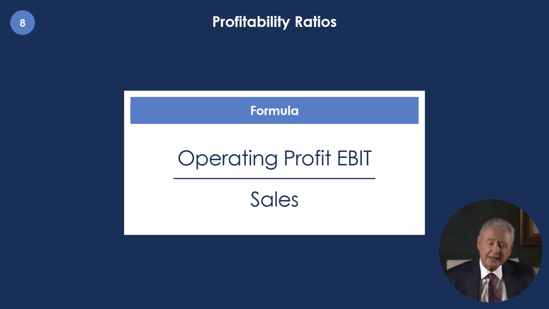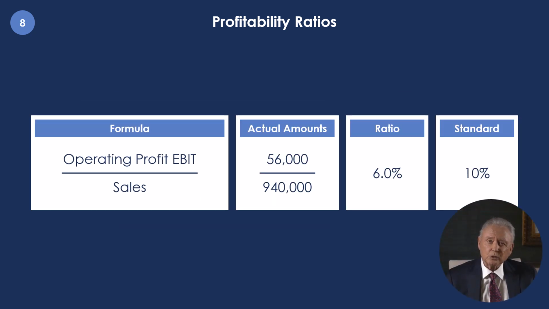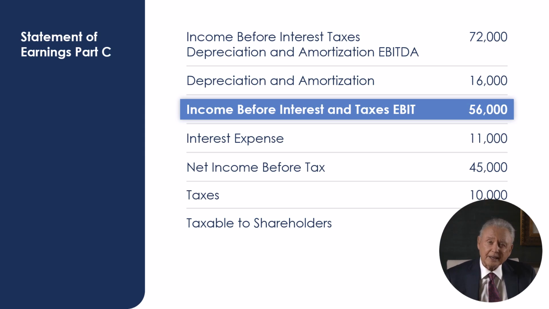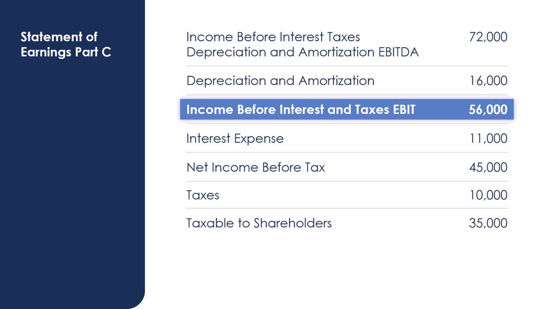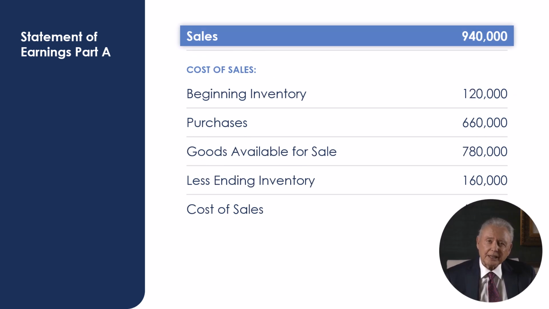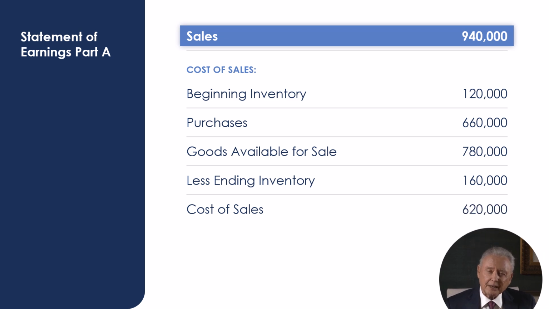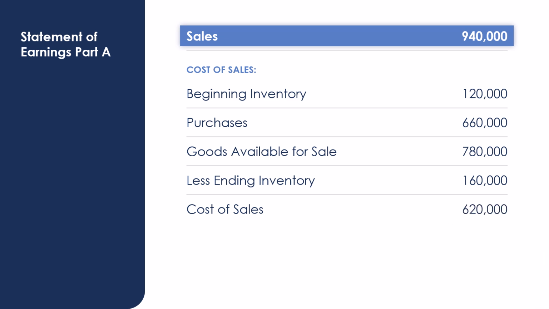This next ratio is the operating profit ratio. We divide operating profit, EBIT, by sales. EBIT, earnings before interest and taxes, is $56,000. Sales, $940,000. The ratio is 6%. The standard is 10%. Once again, the below standard gross margin makes it difficult to recover this ratio. Here we have a portion of the income statement showing earnings before interest and taxes of $56,000. Here we see a top portion of the income statement showing sales again of $940,000 and cost of sales $620,000.